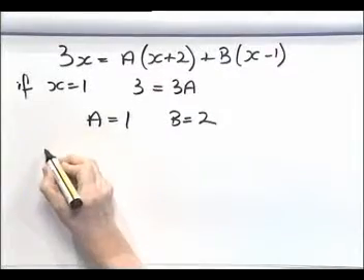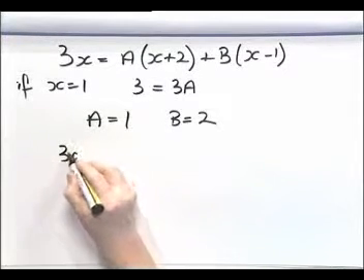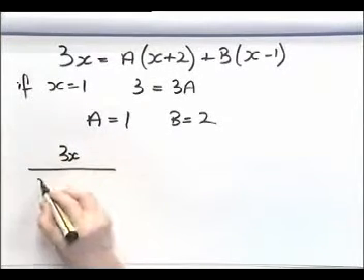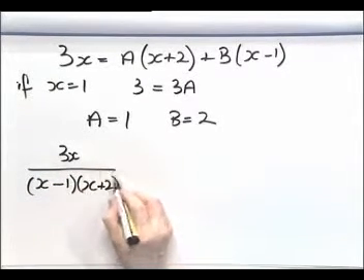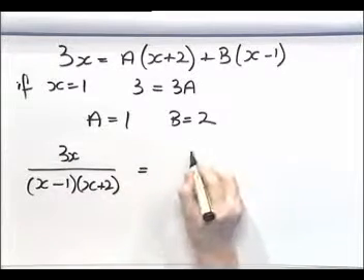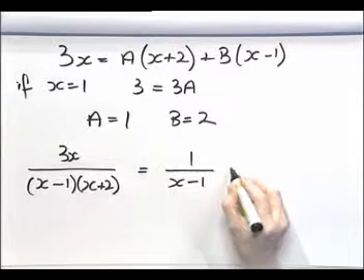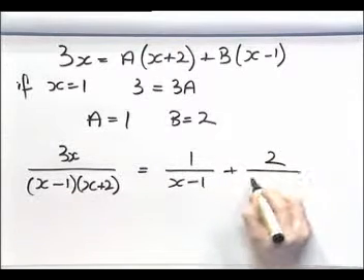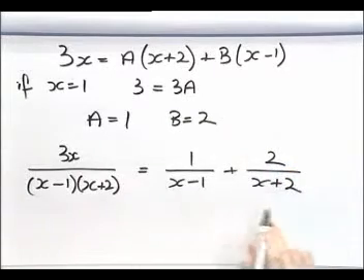I'm now going to write the whole expression in again. We have 3x over x minus 1 times x plus 2 equals 1 over x minus 1, because a is 1, plus 2 over x plus 2, because b is 2. And that is the answer.